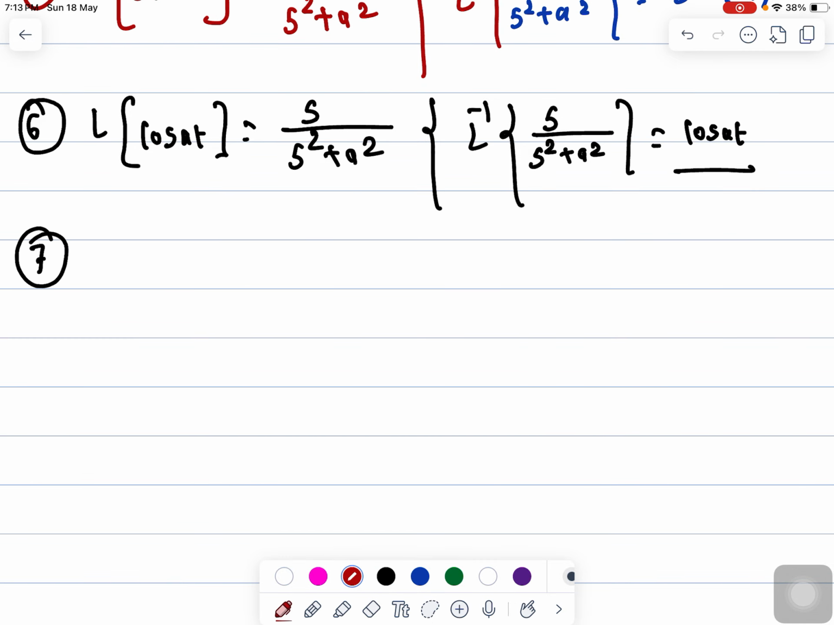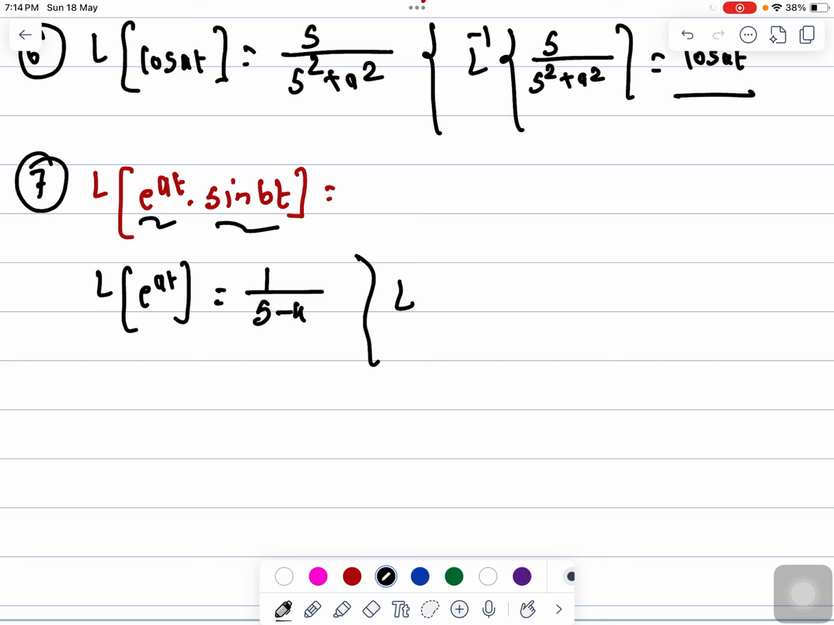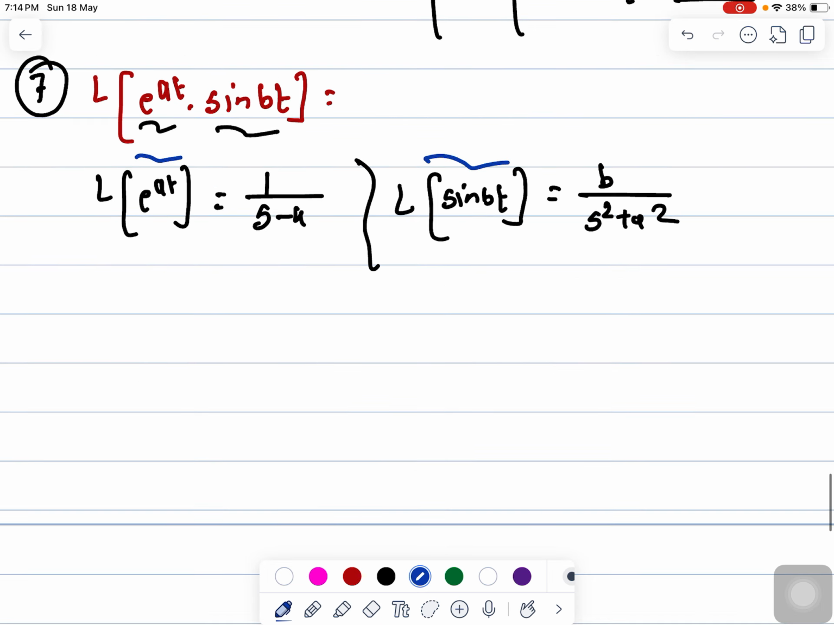Now coming to the 7th formula, sometimes they will ask you Laplace transform of e to the power at into sin bt. Here you can see there are two functions, e to the power at and sin bt. You know Laplace transform of e to the power at is 1 upon s minus a, and Laplace transform of sin bt is b upon s square plus b square. But here there is a combination of this function as well as this function. So if you combine these, in the formula s will get substituted by s minus a.